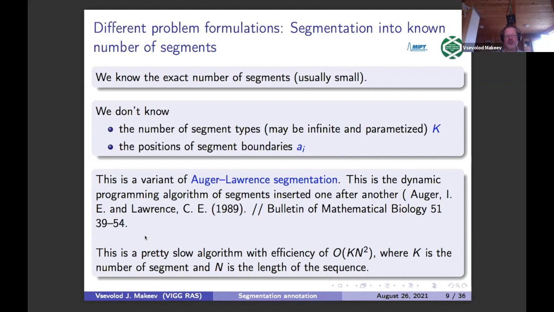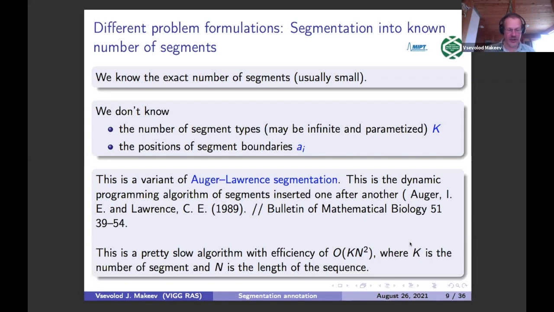This is a pretty slow algorithm, and it's cubic in nature. It works with the efficiency of n squared times k, where n is the length of the sequence and k is the number of segments. So it's very slow when the number of segments is large. So when you are going to segment into a large number of segments or an unknown number of segments, you have to try all possible segment numbers.